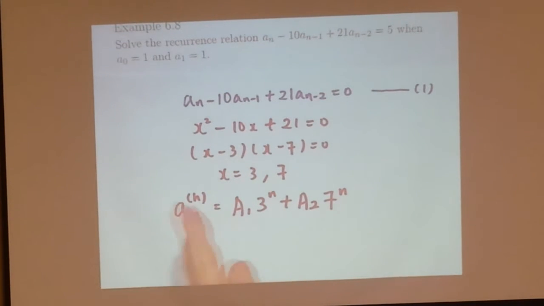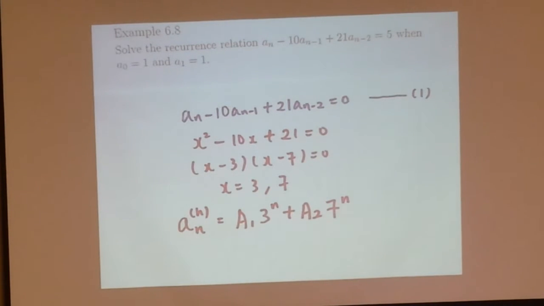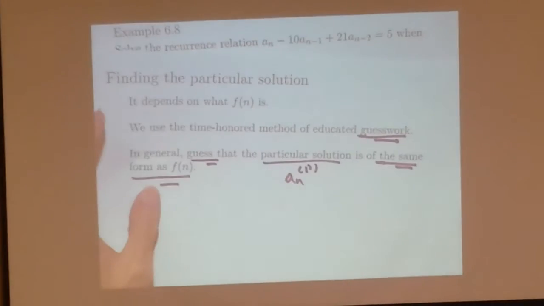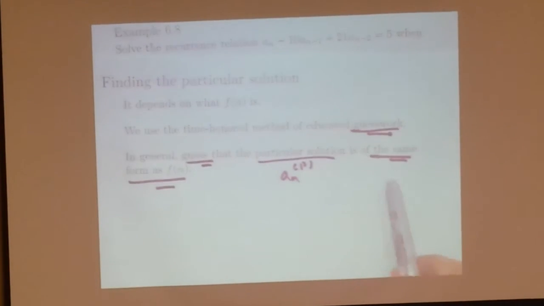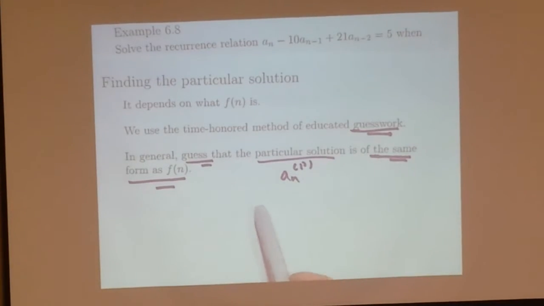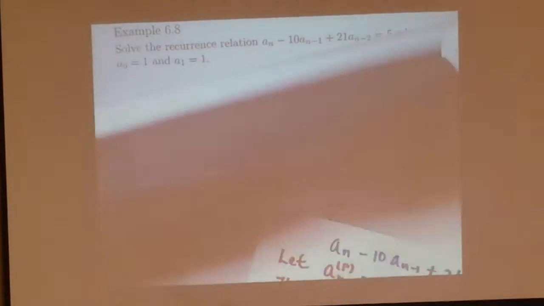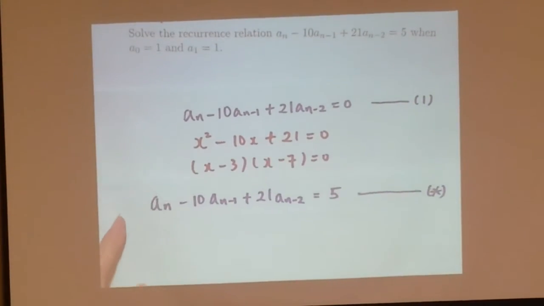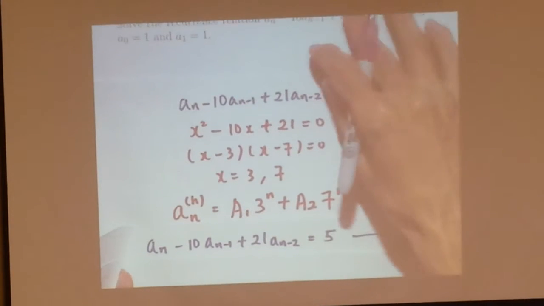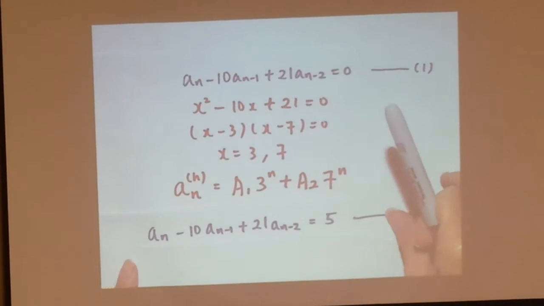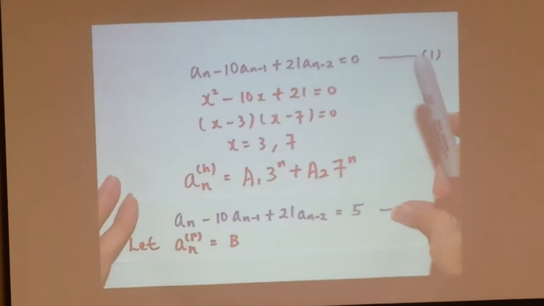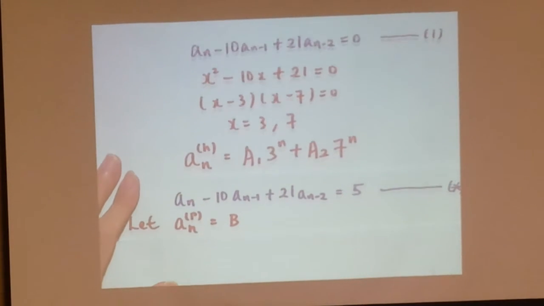So this is your a_n^h. And when the right-hand side is 5, this is what you should do. As I mentioned, it is by guesswork, and you guess the particular solution is of the same form as f_n. And you'll find that in 6.8 you have a constant 5. If it's 5, you guess the same form. So you let a_n^t be a constant b.